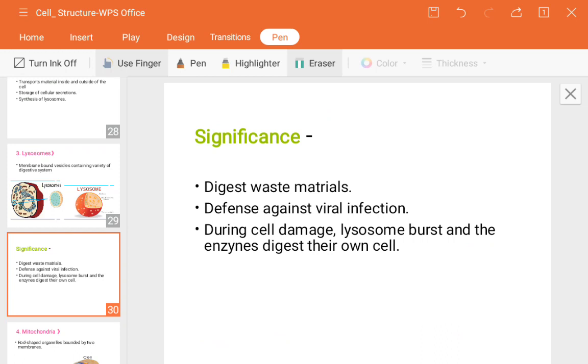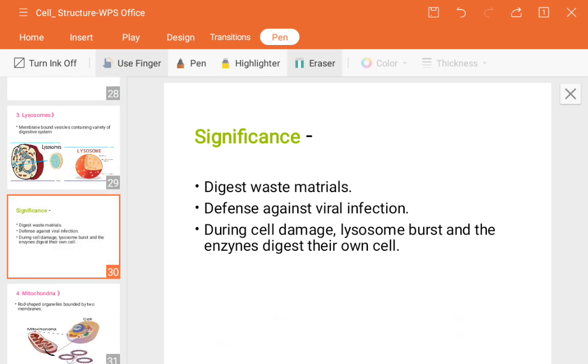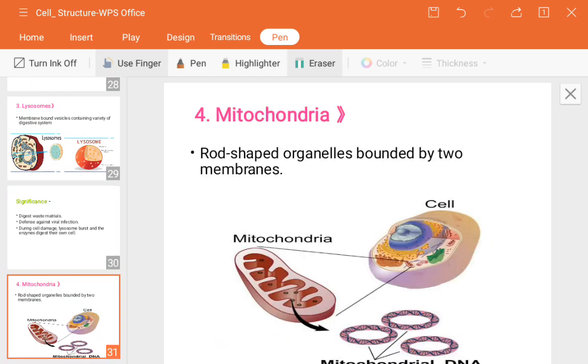Next, this is about the lysosome, how it is structured and which parts it consists of. So whenever the question arises, you must write the whole structure and draw the proper diagram. The labelings must be there properly and the significance should be there. Next, mitochondria, the next cell organelle.